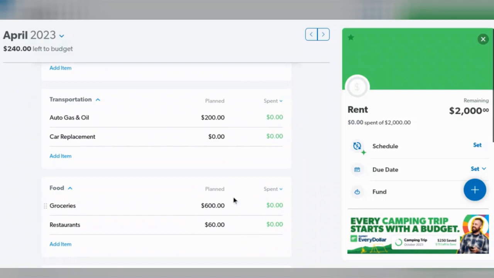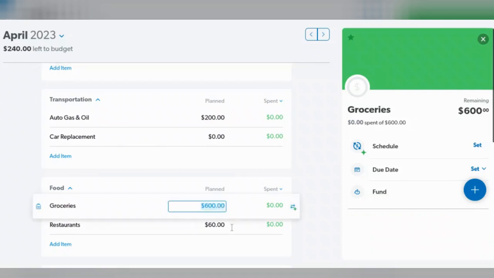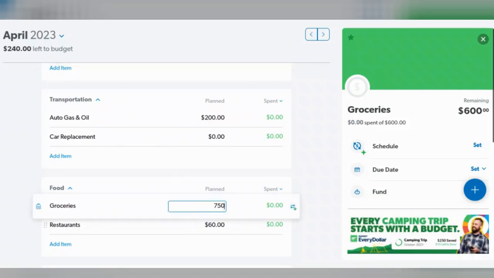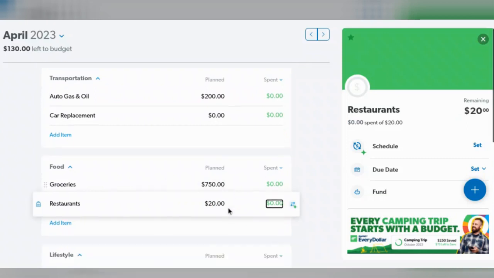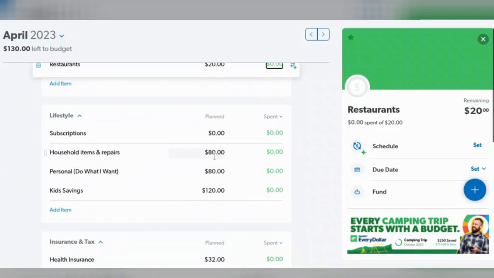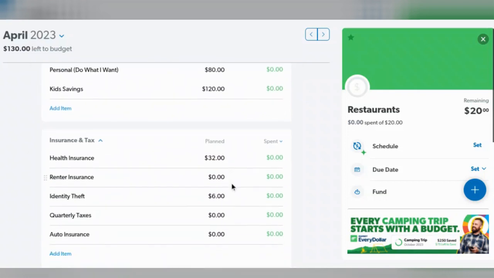All right, so gas for my car is still 200. My groceries are going to go up to 750. And dining out, I had budgeted $20, but I know I didn't give myself anything for that. I will deal with this at the end of the month, but I don't like doing that. Household is $80, and my personal money, I'm scheduled to get $80, and then my son's 120. That's standard. And so I have 130 left to budget.